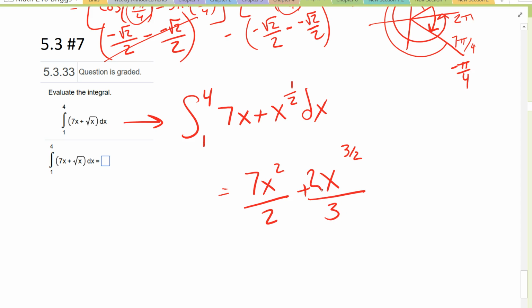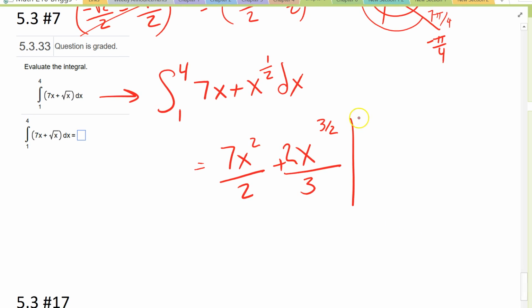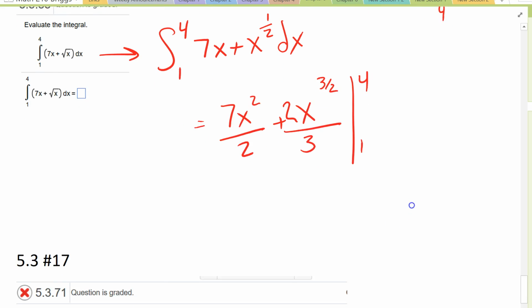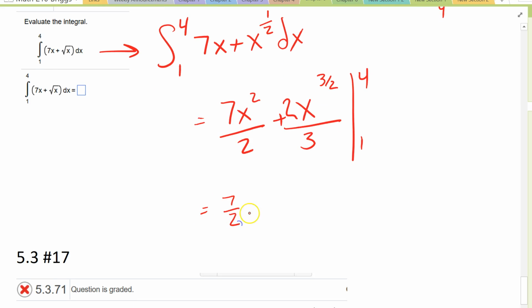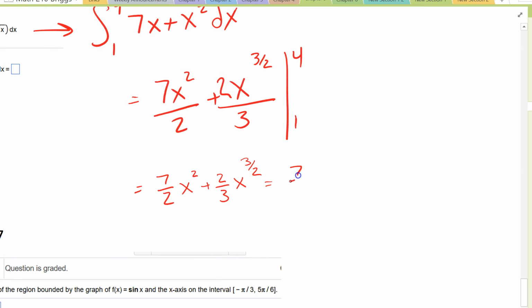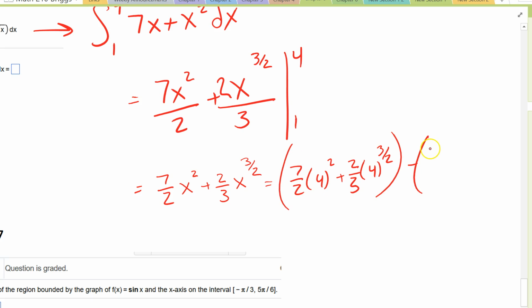It's a little annoying when we deal with fractions, but nothing we can't handle. And I plug in the upper bound minus the lower bound. So I have 7 over 2 x squared plus 2 over 3 x to the 3 over 2. I'm going to plug in 4. So 7 over 2, 4 squared plus 2/3, 4 to the 3/2 minus 7/2 plus 2/3, because I'm plugging in 1.